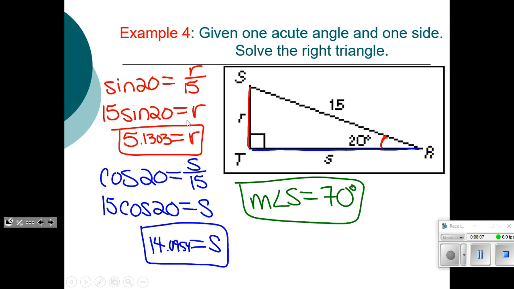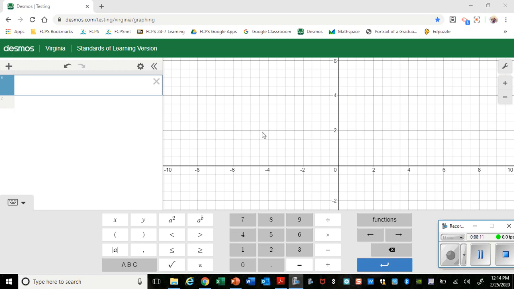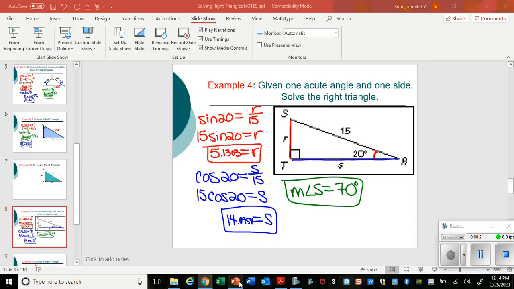And then we're going to put that in decimals. So let's do that. Go to decimals and type 15, and then type sine 20. And then you get 5.13 and change. So we're going to write 5.1303. So that will be R here. Okay? So use 4 digits. We usually use 4 digits for this.